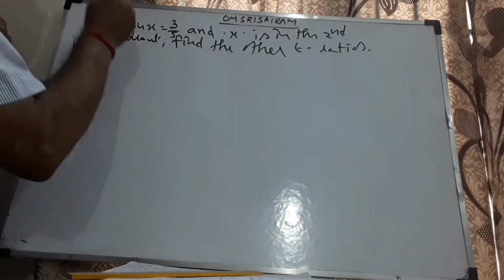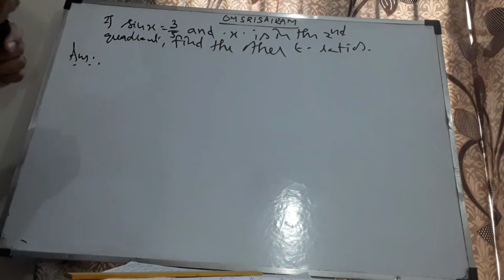Anyway, I have written the first sum on the board. Just to proceed with the answer, you just see the question goes like this. If sin x equal to 3 by 5 and x is in the second quadrant, find the other trigonometric ratios.